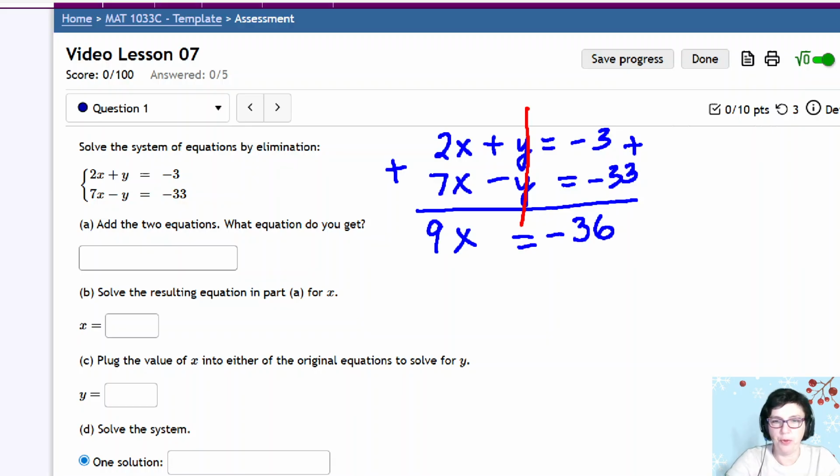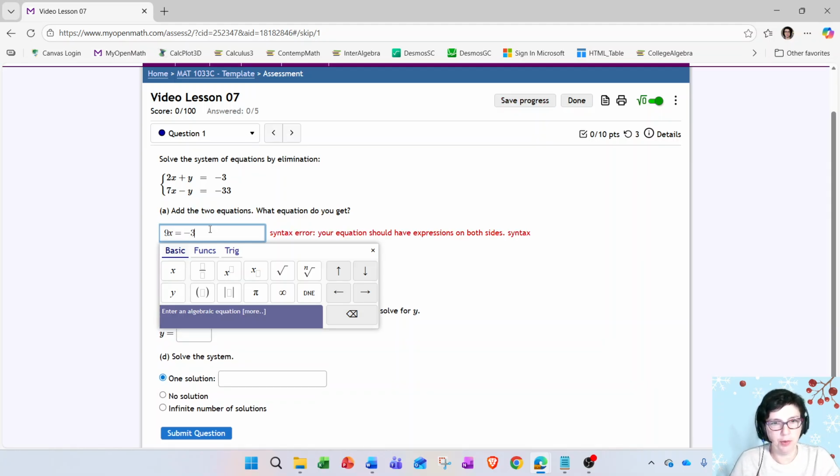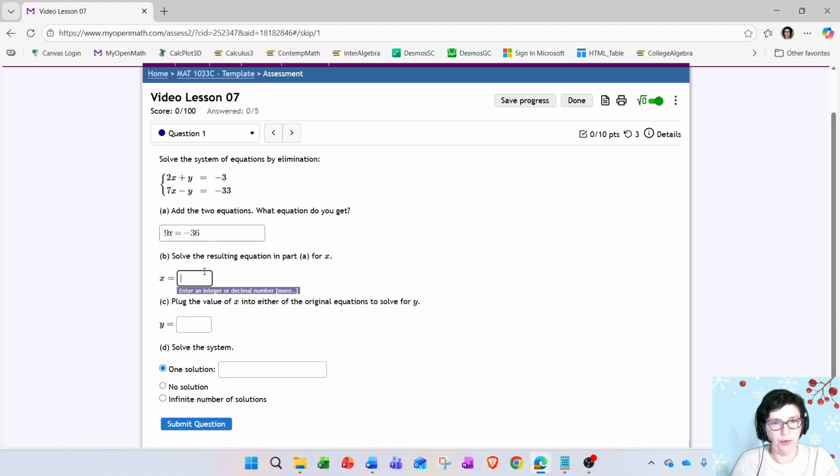How are we going to solve this for x? Well, remember that the default operation is multiplication. So to undo it, we're going to divide both sides by 9. That is going to cancel it on this side, and then negative 36 divided by 9, that is what? Well, hopefully you'll know your multiplication table. That would be negative 4. Okay, so let me type that here. So when we added the two equations, we got 9x equals negative 36. We solved it for x, we got negative 4. So what do we do next?